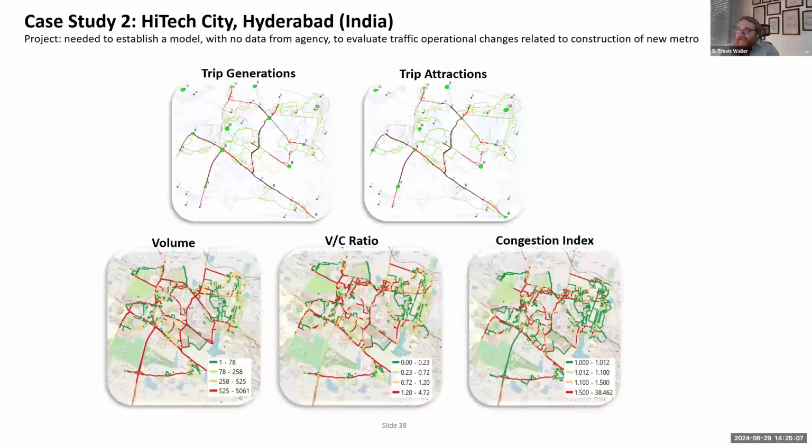The second application we did was in Hyderabad, India, and that was specifically to evaluate the construction of a new metro, where we established one of these rapid planning models, quite quickly.